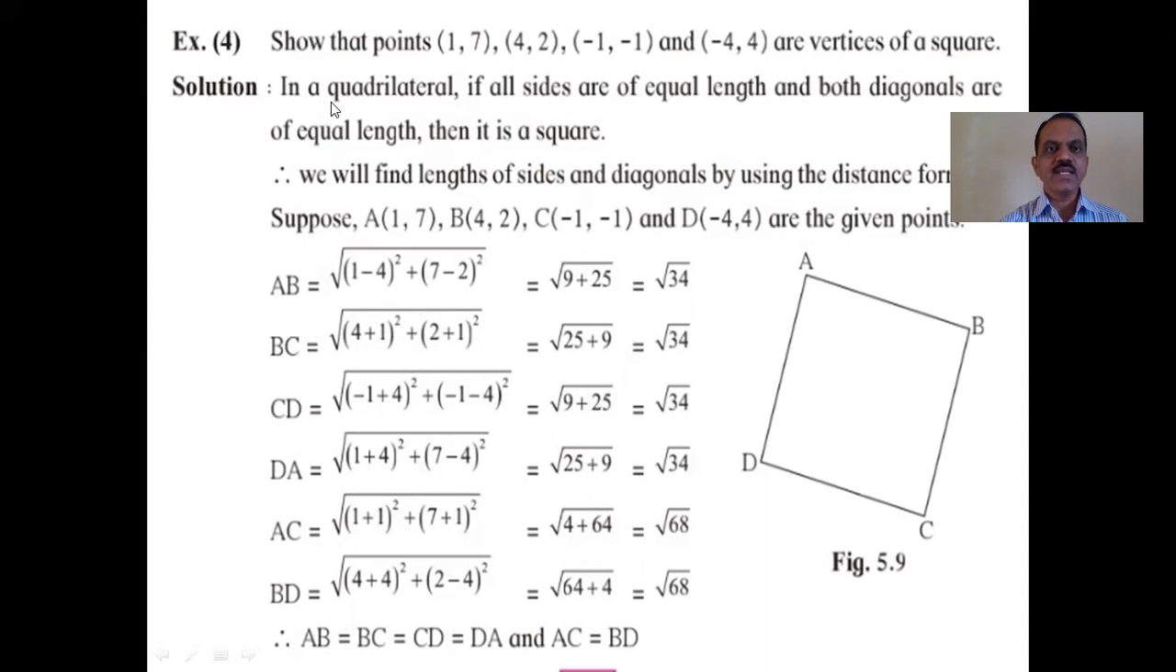Now look here, in a quadrilateral, if all sides are equal in length and both the diagonals are equal in length, then it is a square.